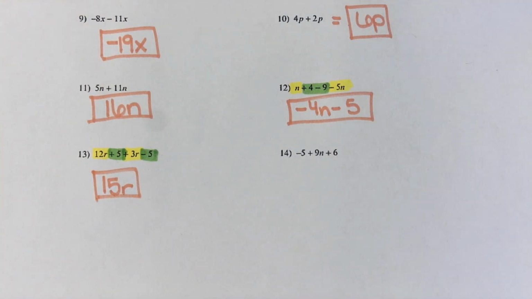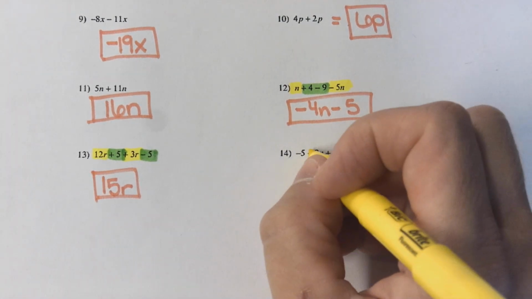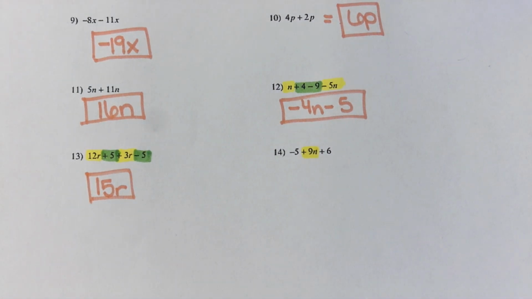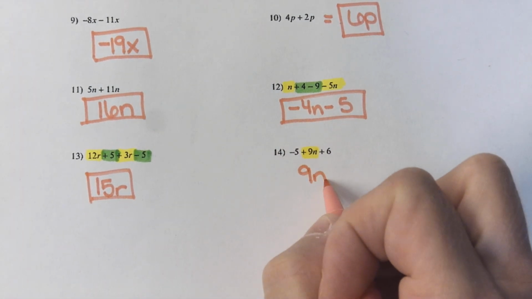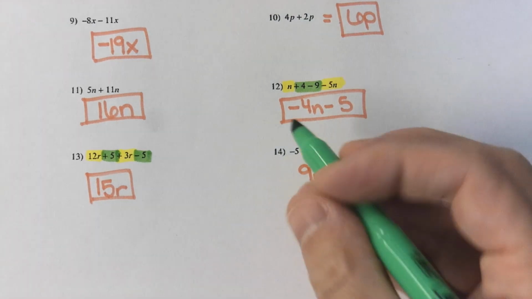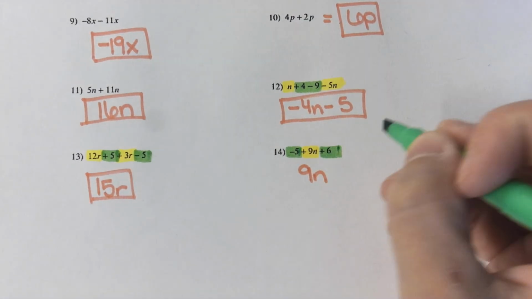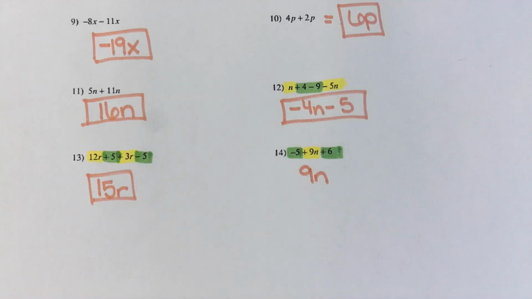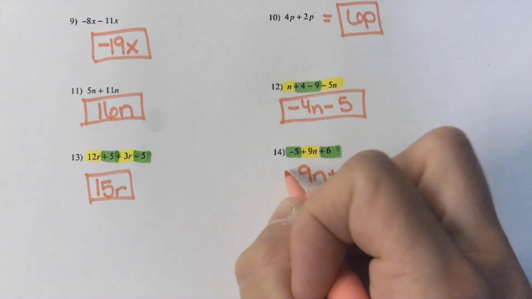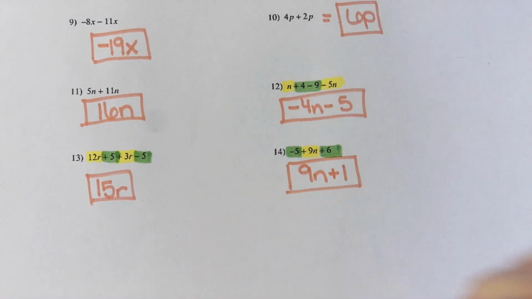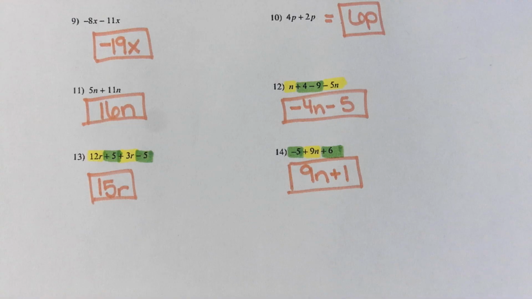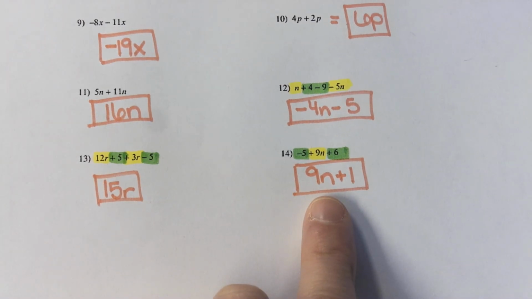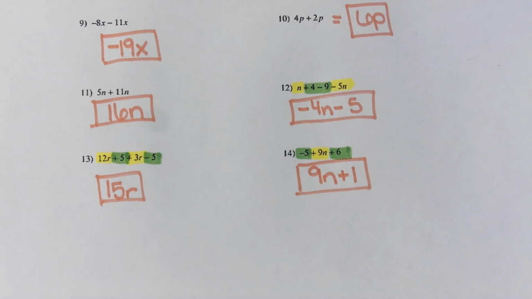Alright, I guess it's my turn for number 14. I'm looking at 9n. 9n doesn't have a buddy, so I'm just going to rewrite it. And then I've got a negative 5 and a positive 6. You could think of that as 6 minus 5, which is just 1. So 9n plus 1. I'd love to combine these and make it 10n, but can I add these together? No, one has an n, the other doesn't, so I can't add them up, even if I'd like to.